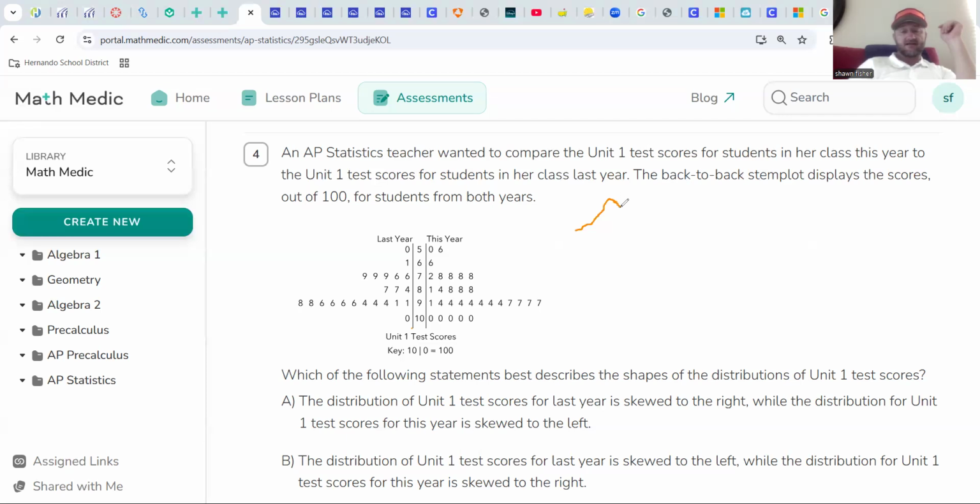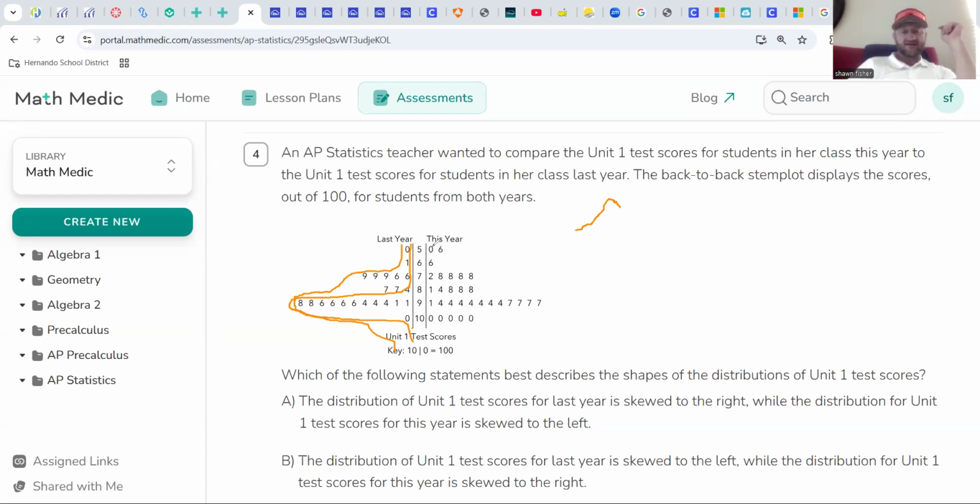I don't know. And it doesn't really go back down like this. So if I wanted to, I could actually say it's bimodal, something like this, something like that. It's going to be really high. To me, this one looks a little bit skewed to the left.